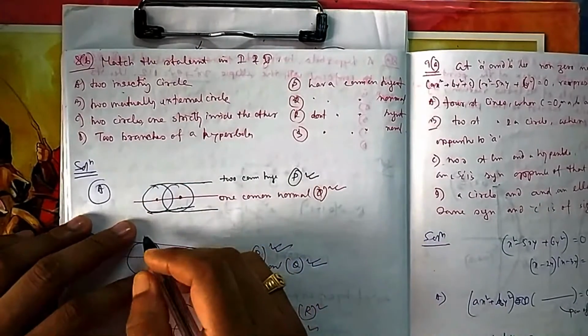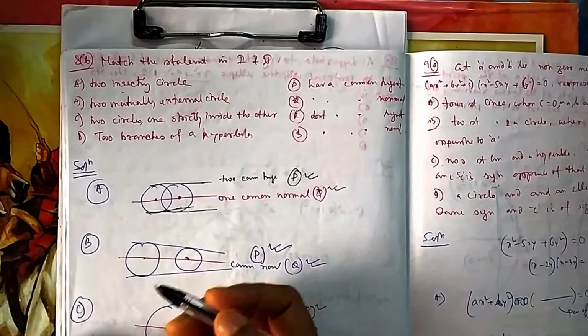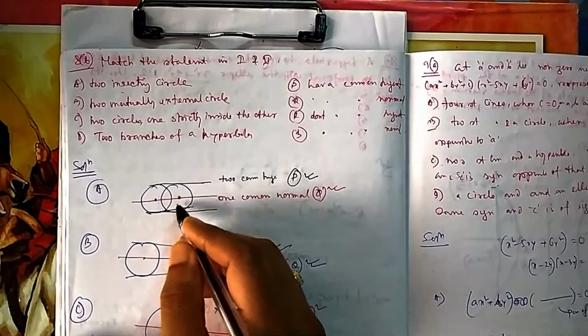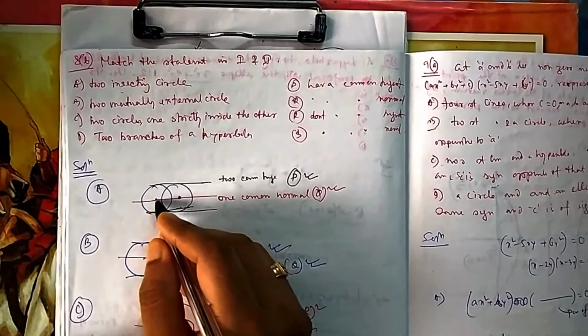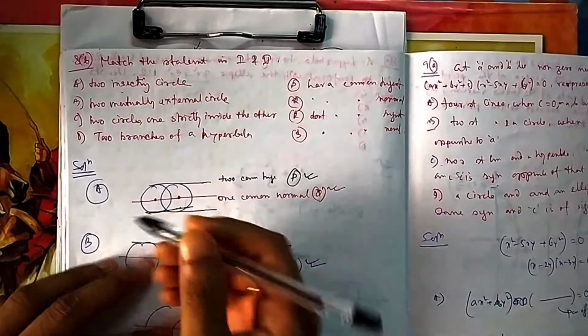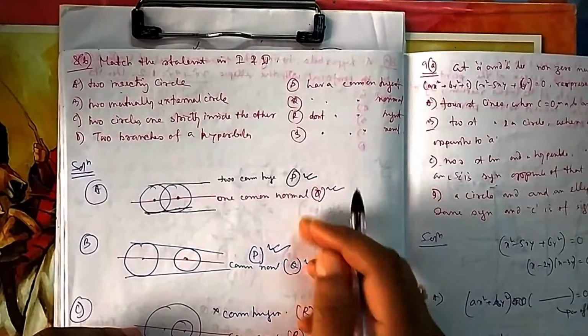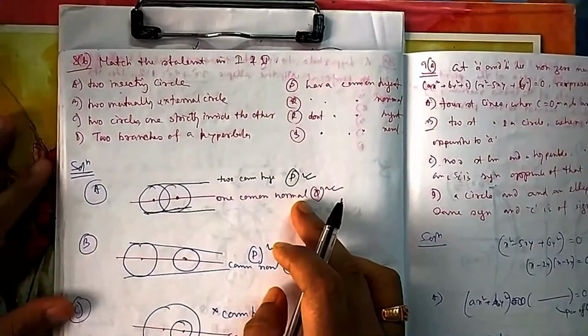In the case of a circle, I told you wherever you draw a normal, it should always pass through the center. So a normal of this will always pass through this, a normal of this will always pass through this. So the common normal will obviously pass through both the centers of the circles. So there is one common normal. That means P and Q both will be the answer for A.